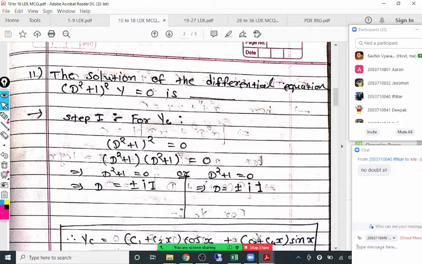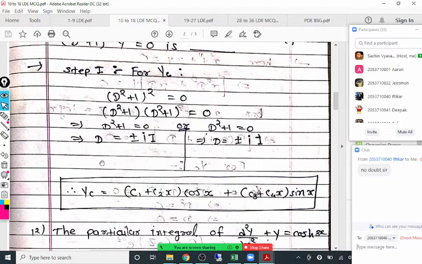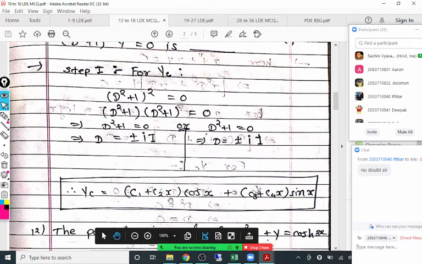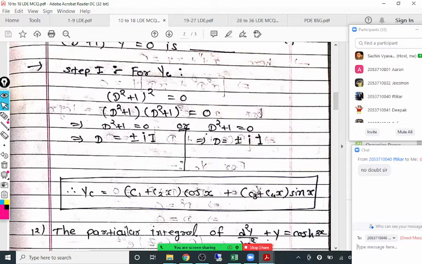So first thing, D square plus 1, if you factorize, it is plus or minus i. Plus or minus i is a root and plus or minus i is a repeated root. So complex repeated root. Same case that I think in question number 8 or 9 there. So (C1 plus C2x) cos x plus (C3 plus C4x) sin x. That's the correct answer again. So this is one extra formula you have for complex repeated root. So this is a second example on complex repeated root.